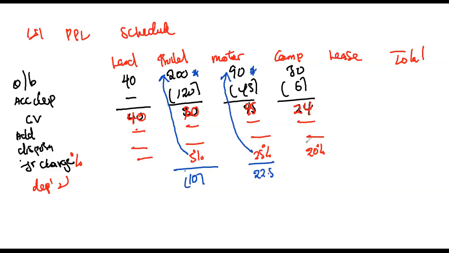There, we've been told it's 20% reducing balance, meaning after we remove accumulated depreciation, what remains is the balance they are talking about. So we charge 20% on the balance. So what is 20% of 24? When you multiply there, you should be able to get 19.2. These are such easy marks.